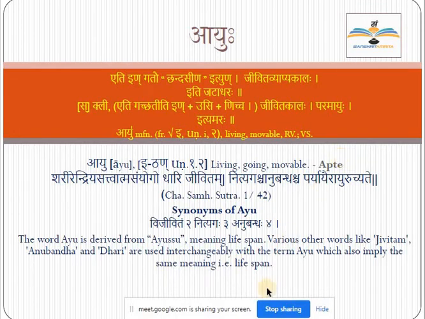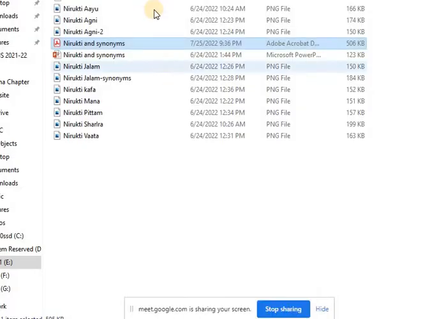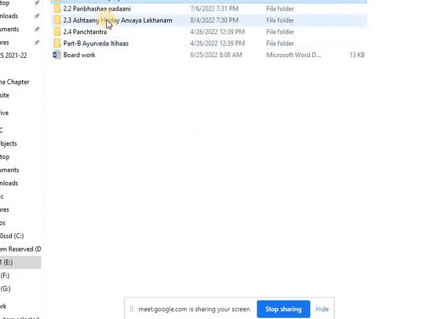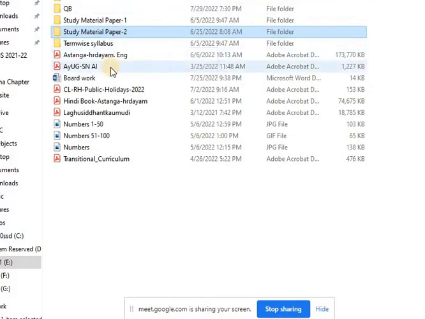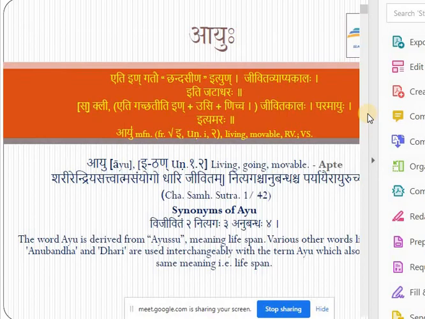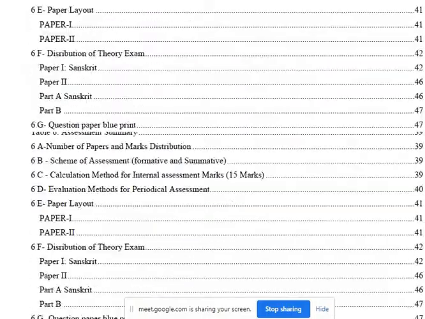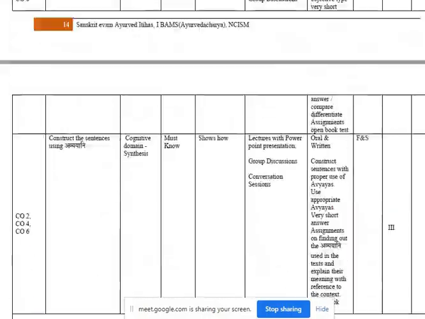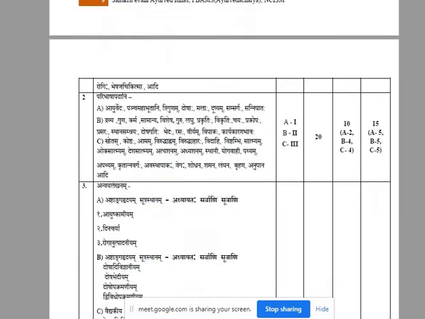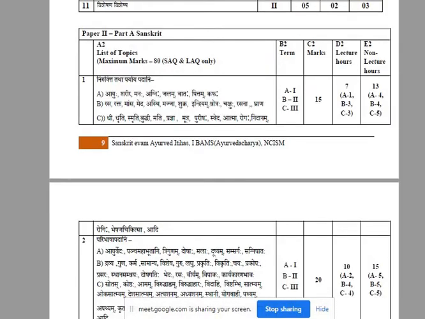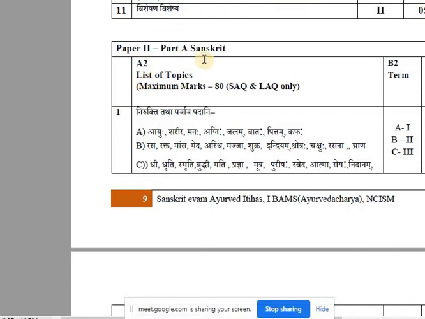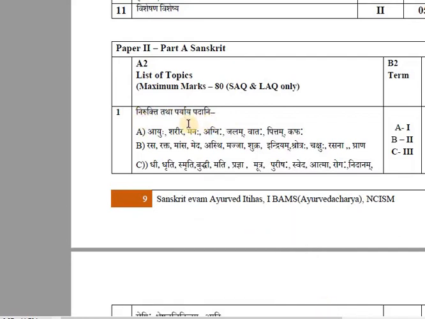Certain words are there in the syllabus that you need to explain in the exam if they ask. Here on the screen, I have shared the syllabus, and you can see how they are going to ask the question in the question paper and which words are there in the Nirukti. So here you read: paper number 2, part A, Sanskrit, topic number 1 is Nirukti.